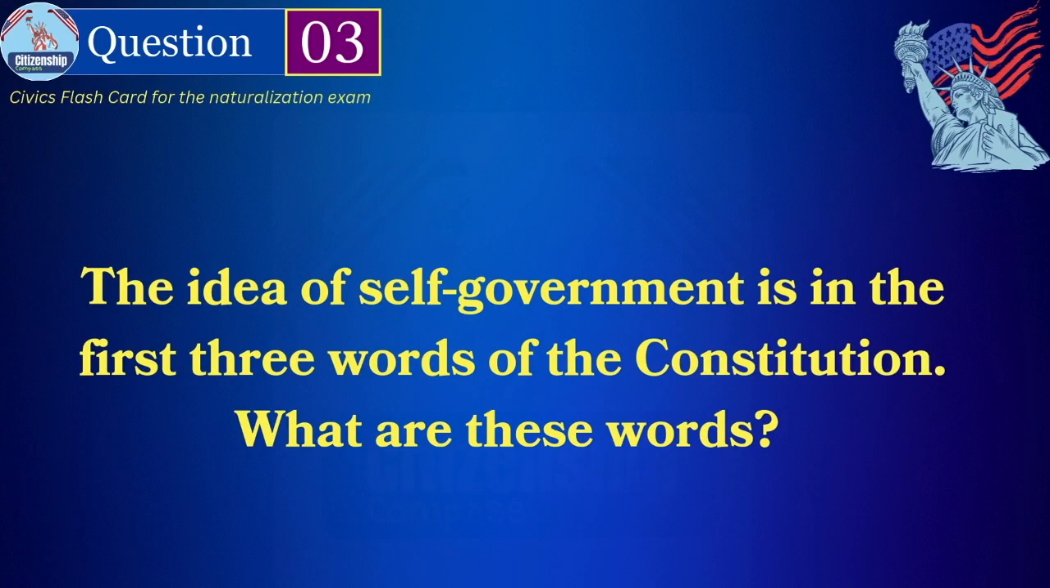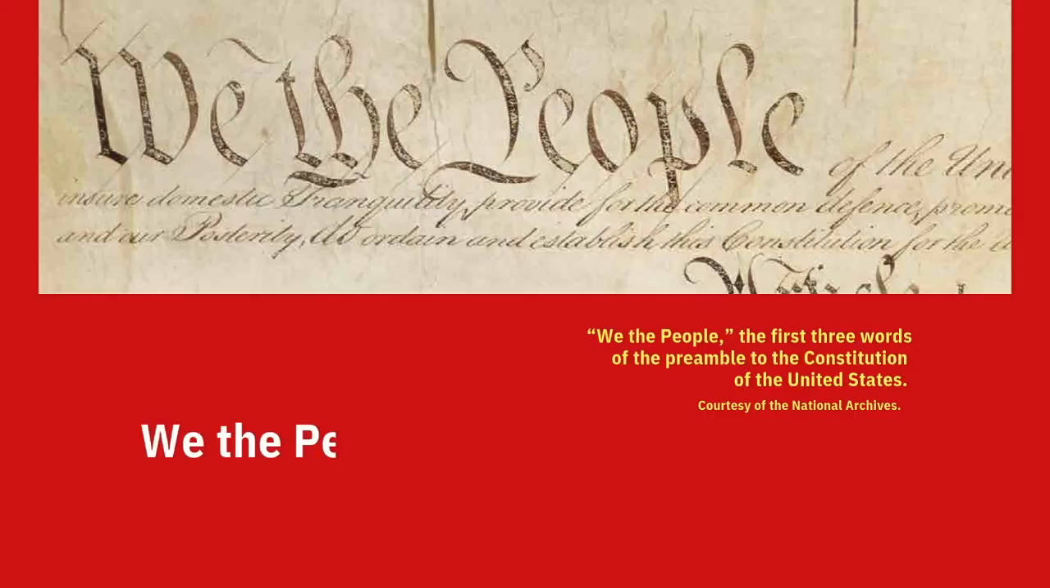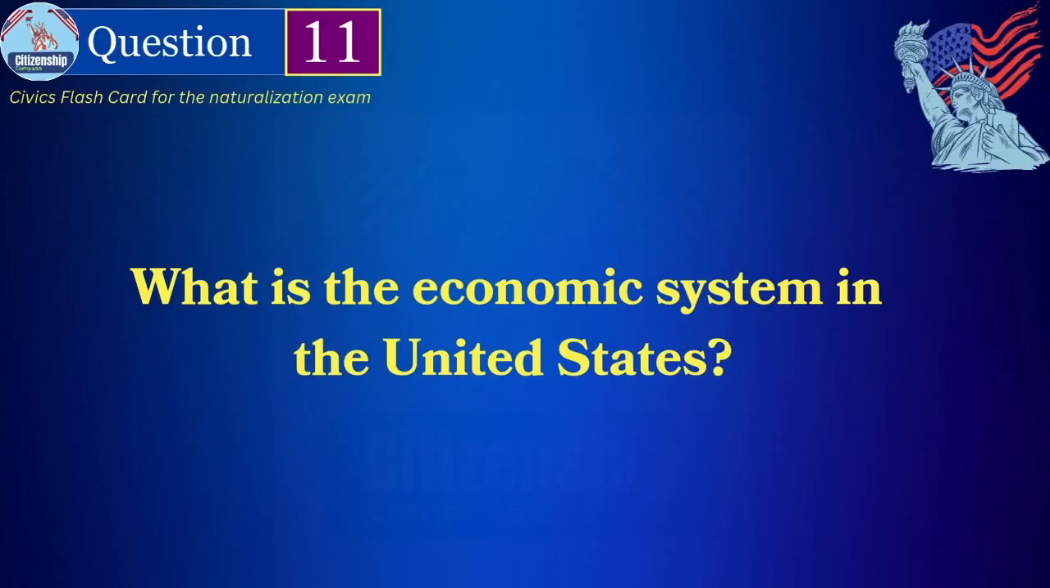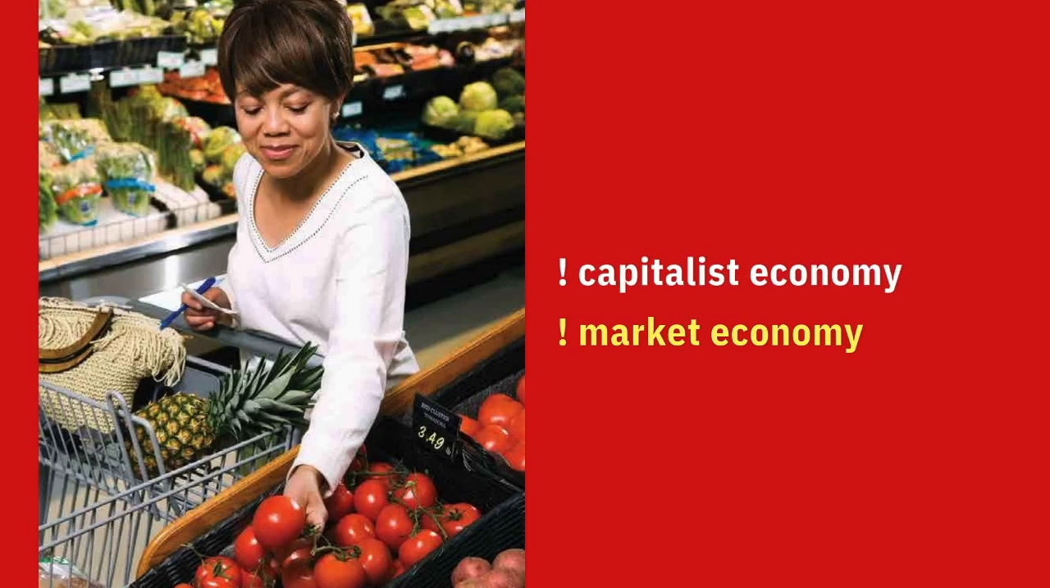The idea of self-government is in the first 3 words of the Constitution. What are these words? We the people. What is the economic system in the United States? Capitalist economy.